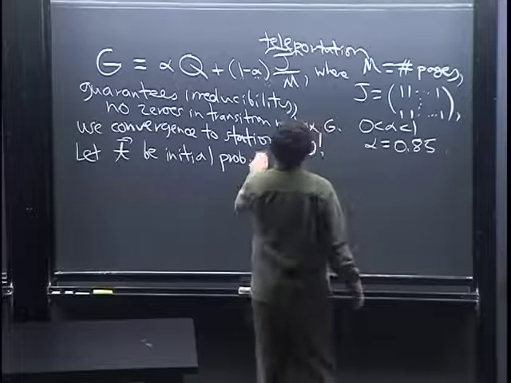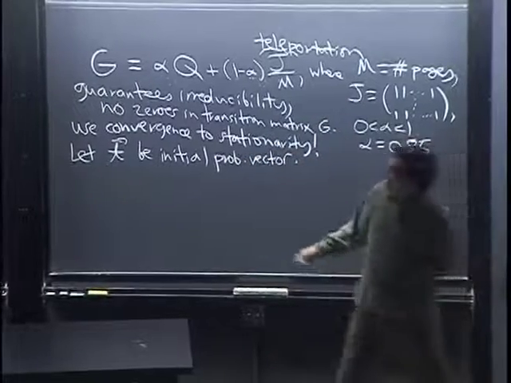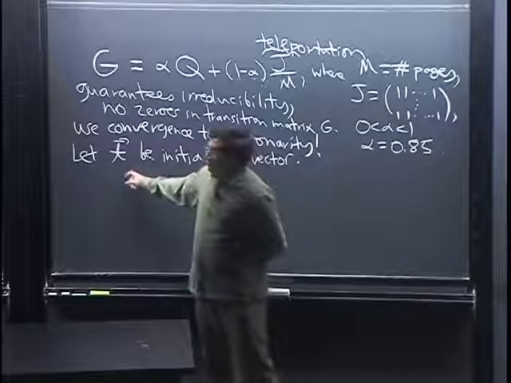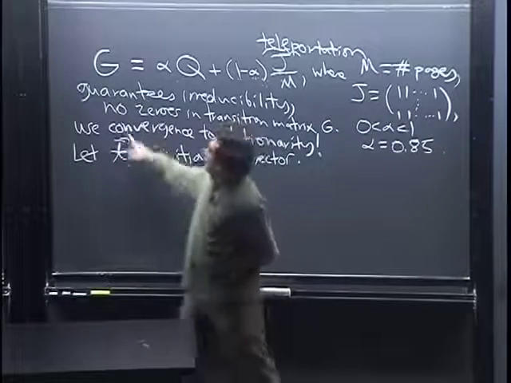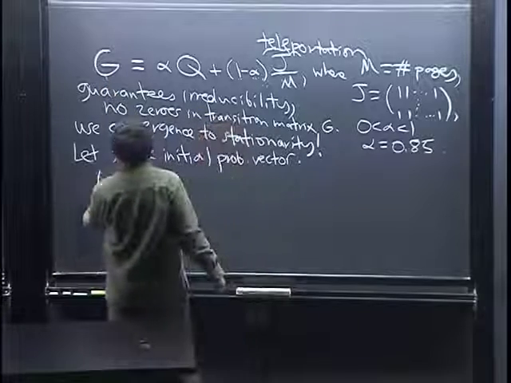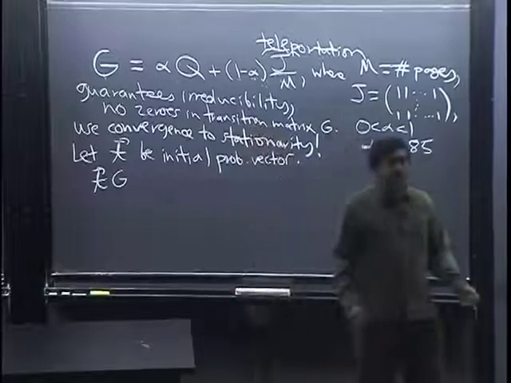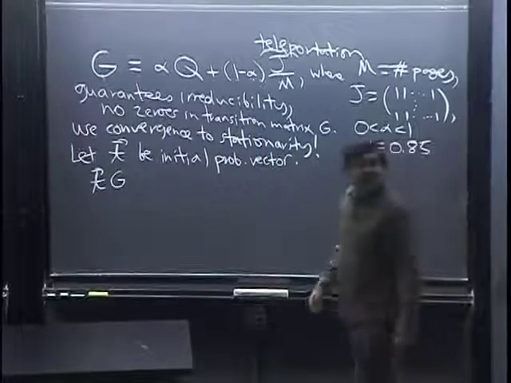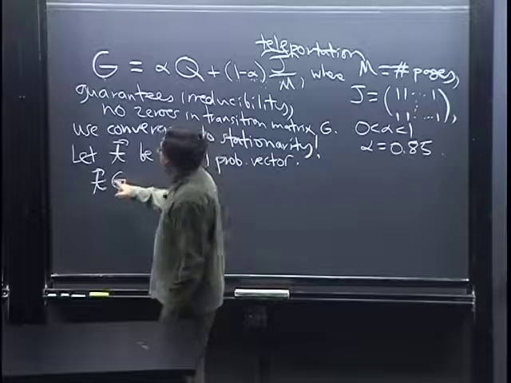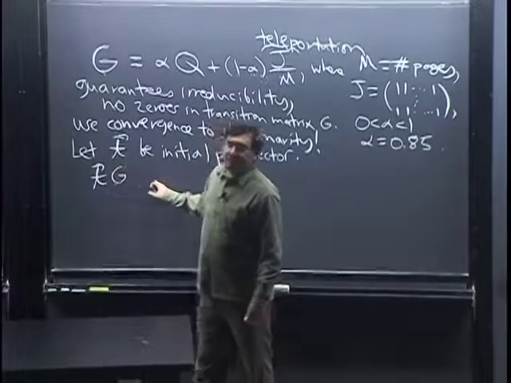So, initial probability vector. Okay. We proved before that if we want the probability distribution after one step, all we have to do is multiply on the right by G, right? So t times G is going to be the distribution after one step. And if we want the distribution after 2 steps, we multiply this by G again, so we would get tG squared, tG cubed, and so on, right?